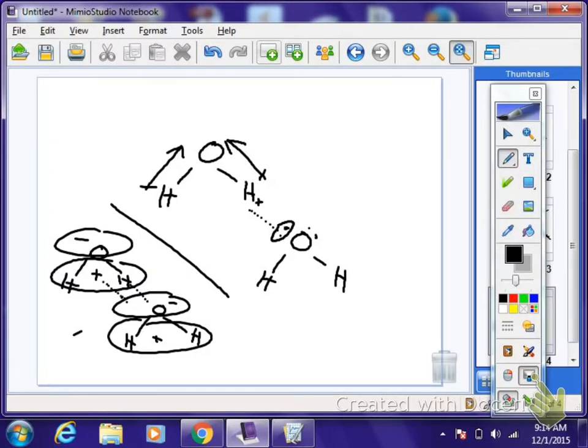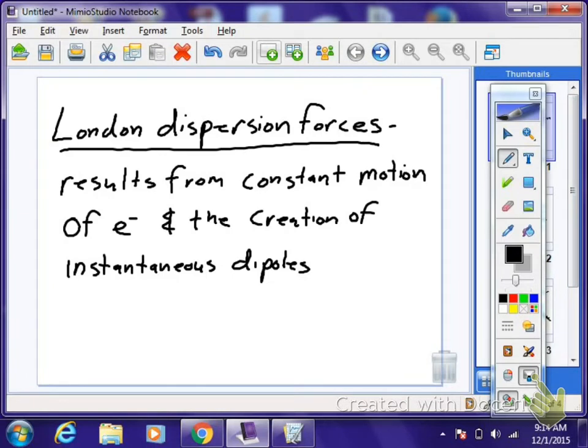Okay. Questions on the first two? The third one, I need you to go ahead and write notes on. That is the new one. It's called London Dispersion Forces. And then we'll talk about specifics of London Dispersion Force. Okay, go ahead and write that out.